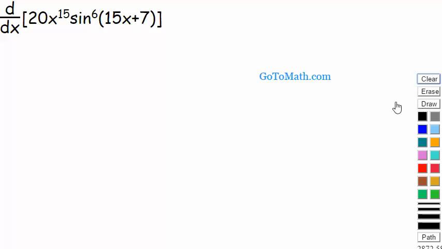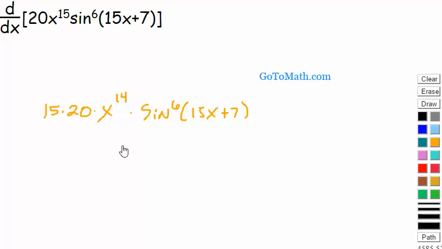Well, let's get busy actually with this. So we're going to take the derivative of the first part. This is a product rule is what we're going to be using here. So let's take the derivative of 20x to the 15th. We bring the 15 out front, multiply it by 20, and subtract 1 from the exponent, and that's going to give us a 14. And then we rewrite the second function, so sine to the 6th of 15x plus 7.